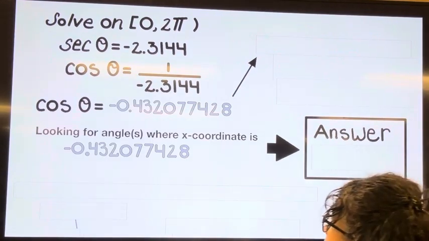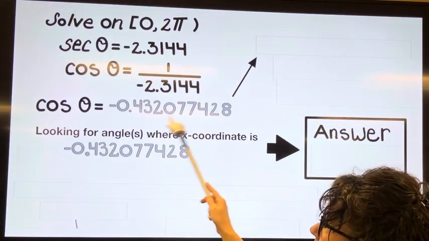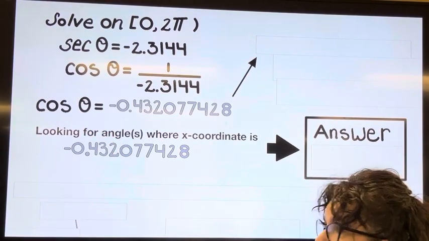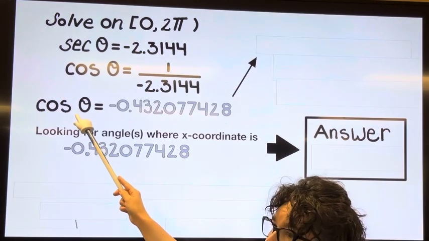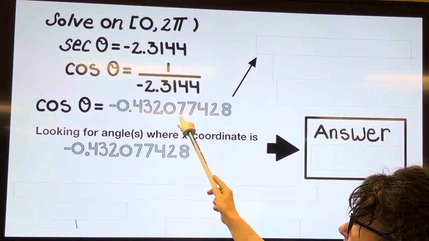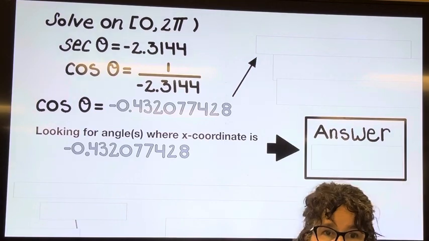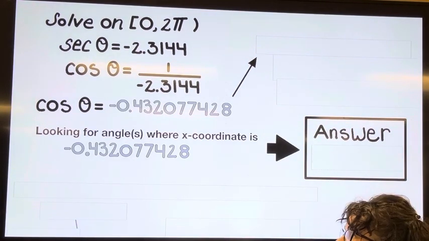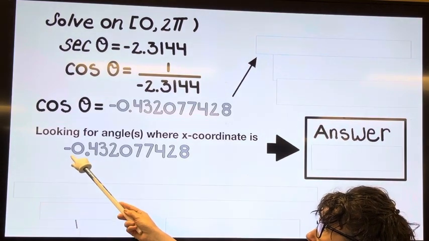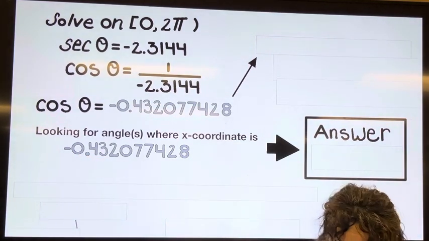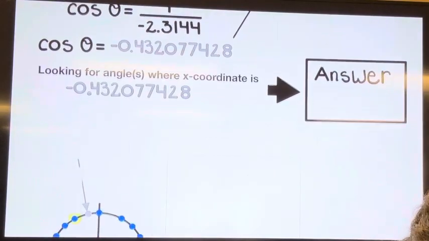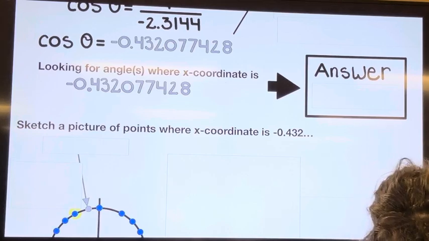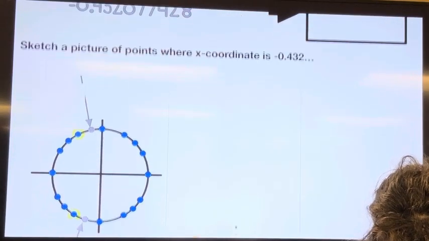But the main idea of what this is saying, on a unit circle, all points come in cosine of theta comma sine of theta. So the answer to every cosine of theta is your x coordinate. So we want to look on the unit circle for where there would be some points that have x coordinates of approximately negative 0.4. To do that, I'm going to sketch a picture of where that's happening. Okay, so let's picture that.